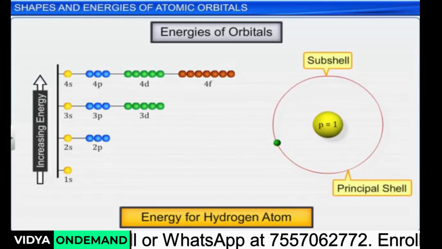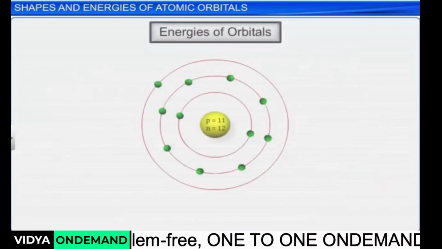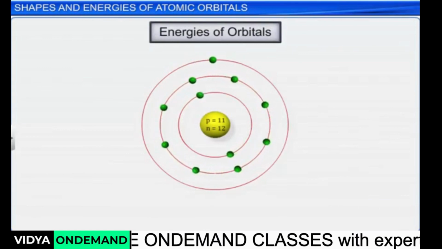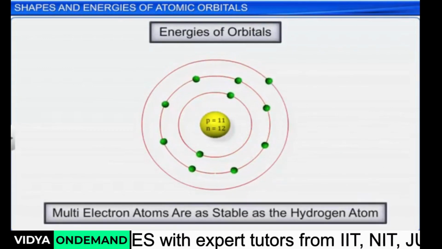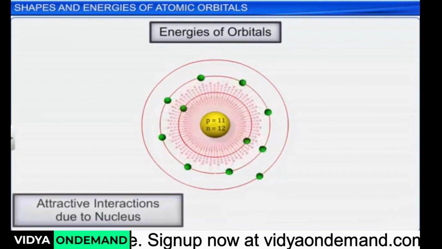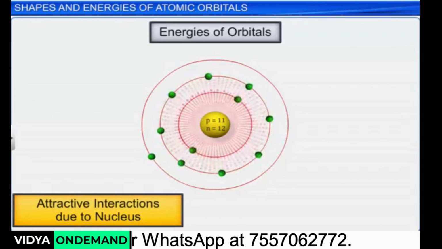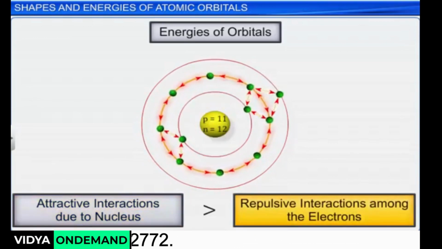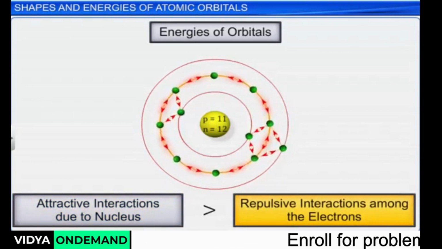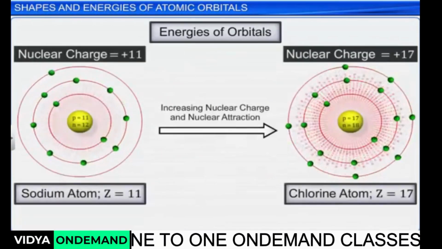Despite these repulsive interactions, the multi-electron atoms are as stable as the hydrogen atom because the net attractive interactions between these electrons and the nucleus are more than the repulsive interactions among the electrons. The attractive interactions of an electron increase with increase in positive charge on the nucleus.